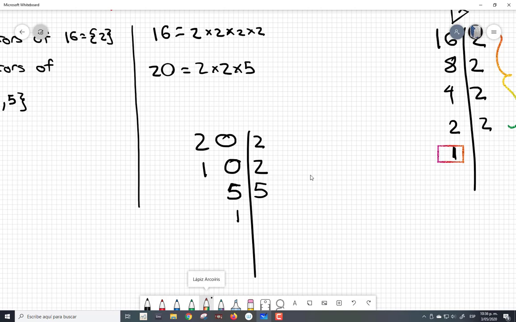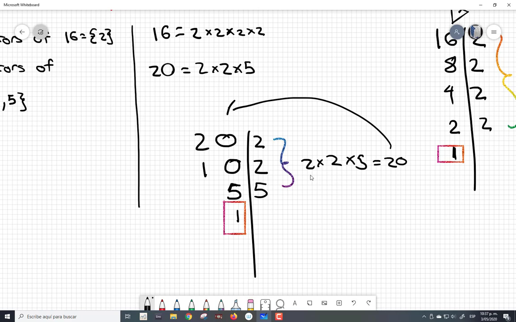So once again, we finished because we got 1 here. So it means that 2 times 2 times 5 is 20. The same number that we had originally. And look, it's the same that we got here. So that is how you make prime factorizations.